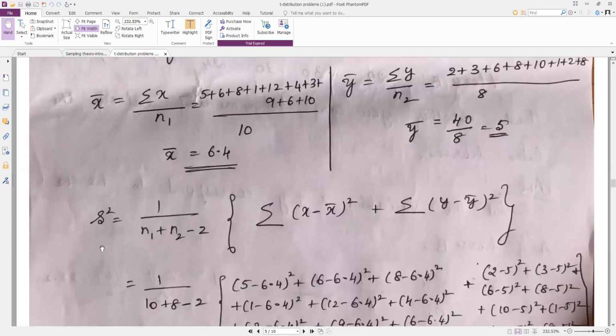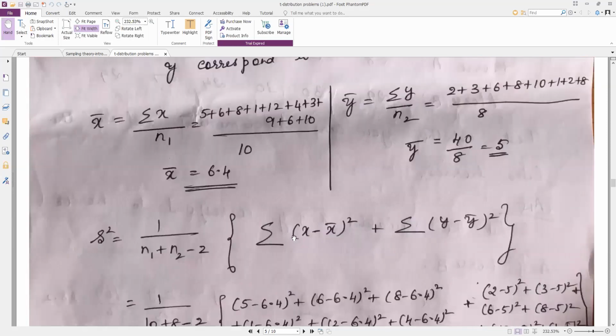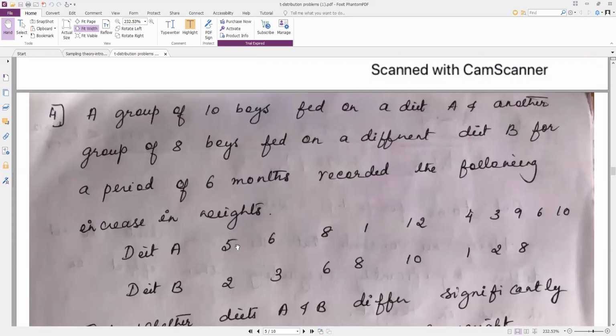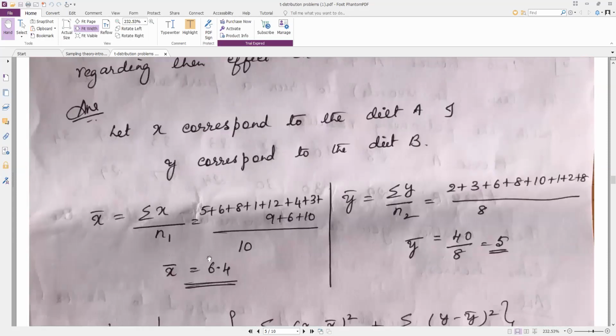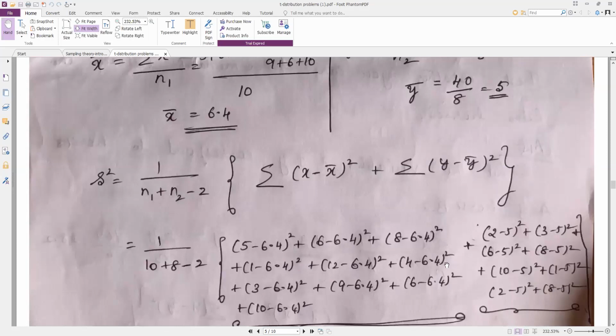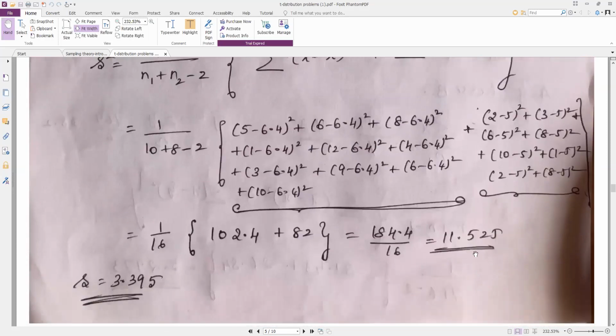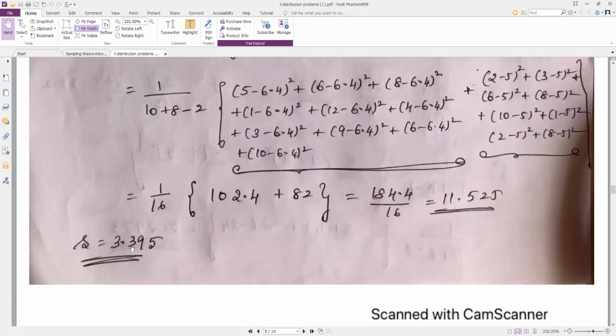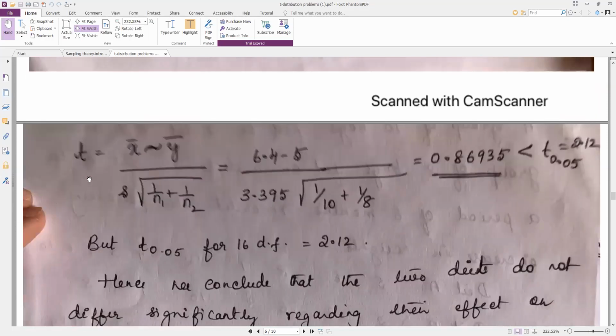Now for the standard deviation, you cannot use the second formula, right? So we need to use the first formula: X minus X bar whole square, Y minus Y bar whole square. N1, N2 is given. So X is this, 5 minus 6.4 whole square. Like that you calculate and then you will get 11.525. This is S square. So what is S? 3.395.